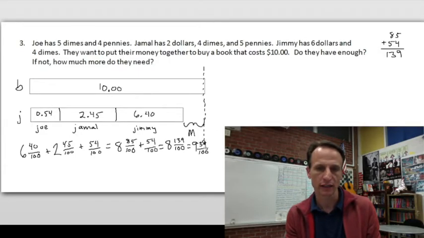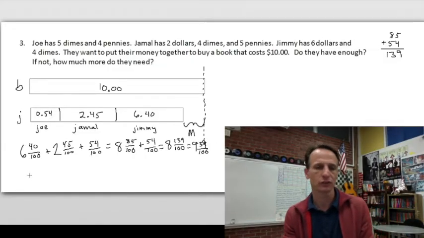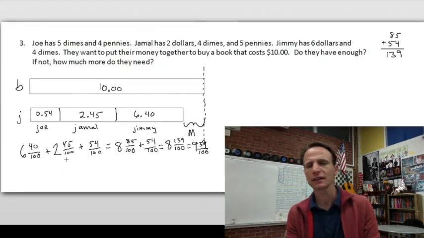And that is a 9. It's just being clashed with that dotted line I drew before. So 9 and 39 hundredths, $9.39. Here's the thing though. Oh yeah, that's not the answer.